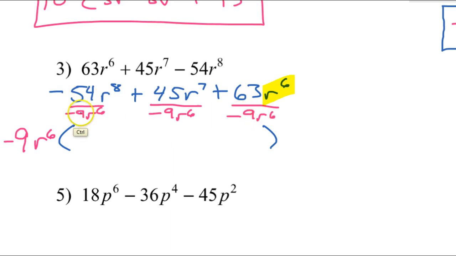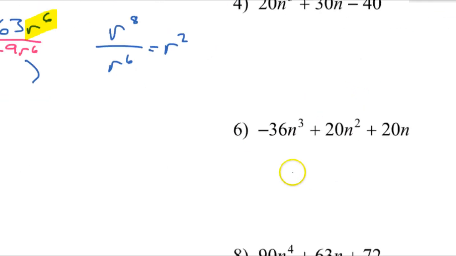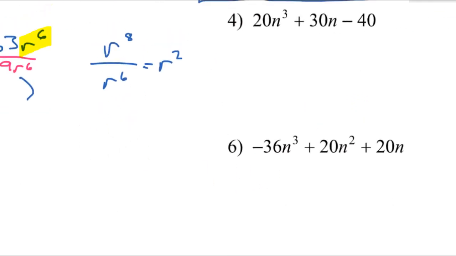Well, 54 divided by 9 is 6. So that means negative 54 divided by negative 9 is still 6. So this will be 6, and then r to the, well, this is going to be r squared. When you divide r to the 8th power by r to the 6th power, one way to think of it is subtraction. 8 minus 6 is 2, so this will be r squared. Look, what's really happening is this, though. I'm only going to do this one time.